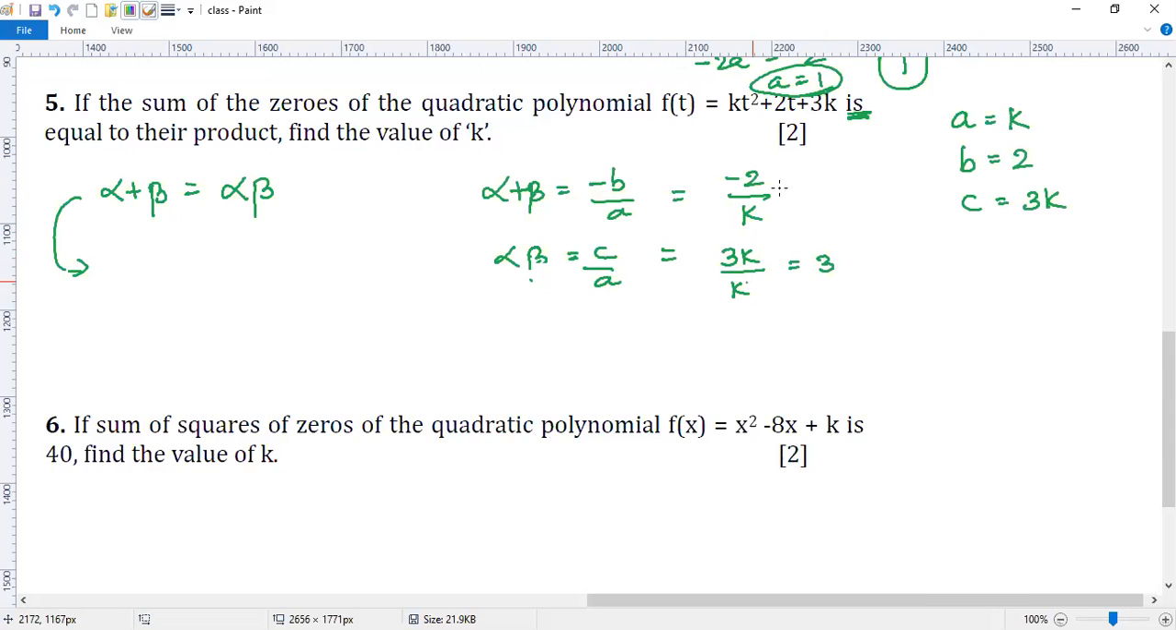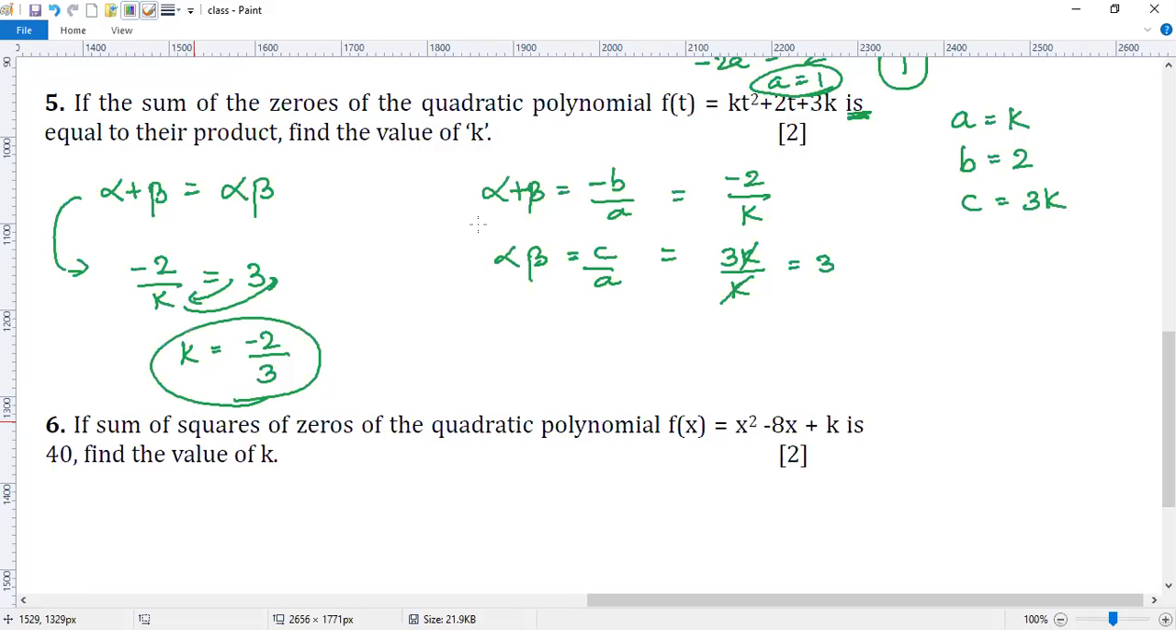Okay. So what have you got? Alpha plus beta, which is minus 2 by k, is equal to alpha beta, which is 3. So what is k? K is equal to minus 2 divided by 3. Taking the k and 3 across, you will get minus 2 by 3. So this is your final answer.